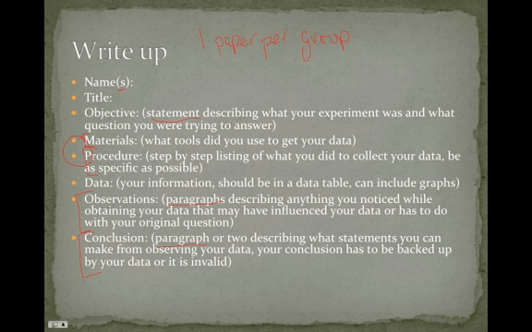Well, why was that? Your conclusion then, at least a paragraph or two, describing what statements you can make from observing your data. Your conclusion has to be backed up by your data or it's invalid. If your data does not support your conclusion, you're just copying something from somebody else, you're copying from the book, it's pointless to you. We need to figure out how to use our data to come up with a conclusion. And every experiment can tell us something. It's just that sometimes, there are such things as one experiment better than another. So you need to look at your data, figure out what you can from it, analyze it, write it up.